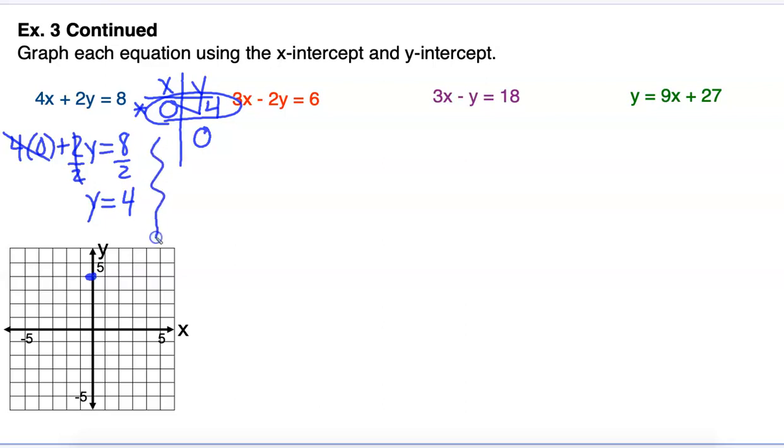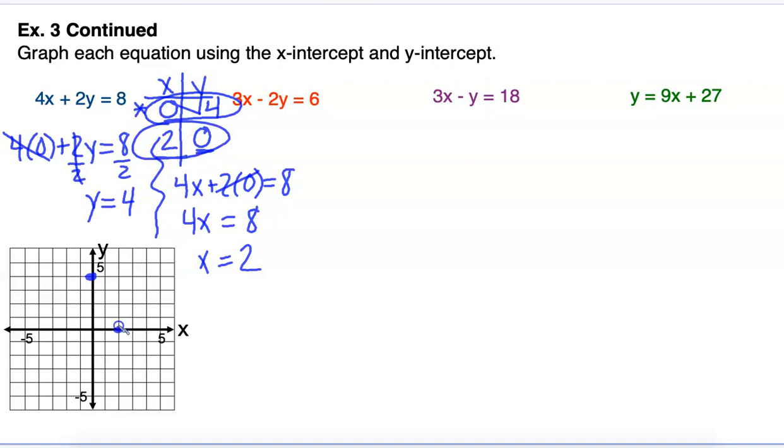And then for the next part, we're going to put 0 in for y. So I have 4x, and 2 times 0 is 0, so we can wipe that out. So x is going to equal 2. My other point, on my x-intercept, would be where x is 2 and y is 0. Now I have 2 points, so I can connect them together to create my line. So that's what graphing using x and y intercepts looks like.